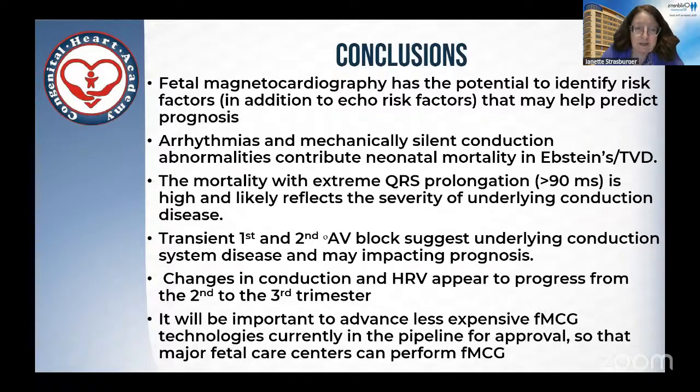The transient first and second degree AV block have not been previously suspected in this condition, but they are there, and they may suggest that there's more underlying conduction system disease, and it may be impacting prognosis as well. Changes in the conduction and heart rate variability appear to progress between the second and the third trimester, and it will be important to advance less expensive forms of FMCG technology, such as OPMs, that are currently in the pipeline for approval, so that every fetal care center can have the ability to perform FMCG in the future.